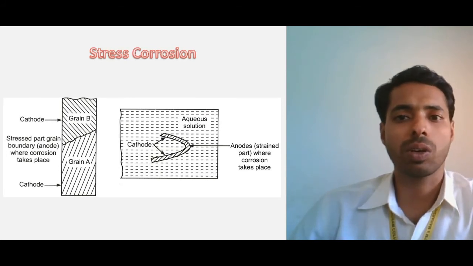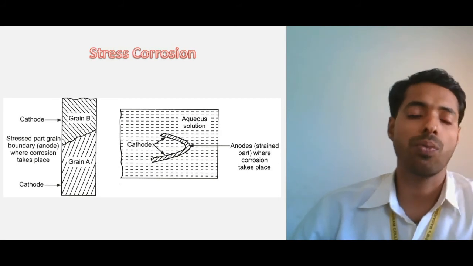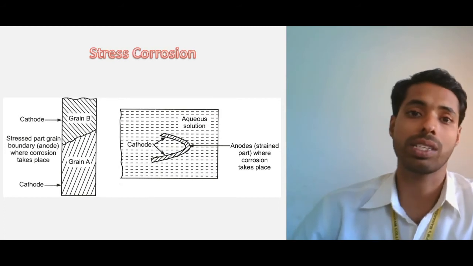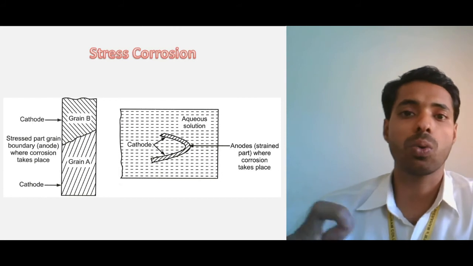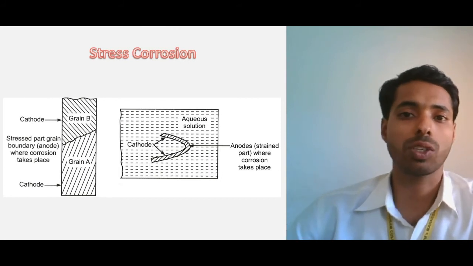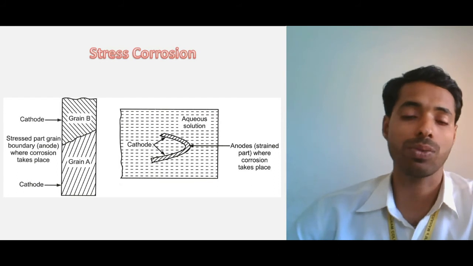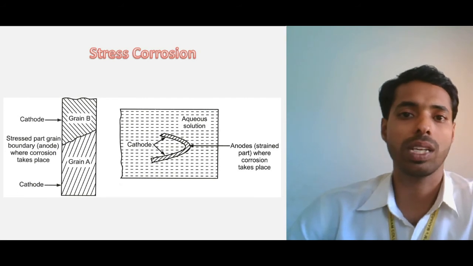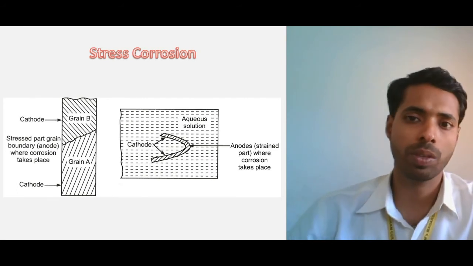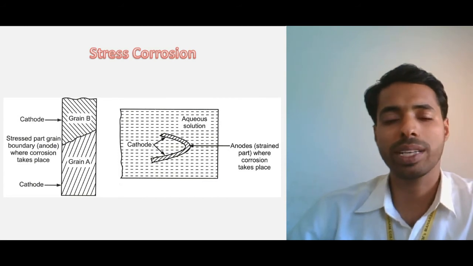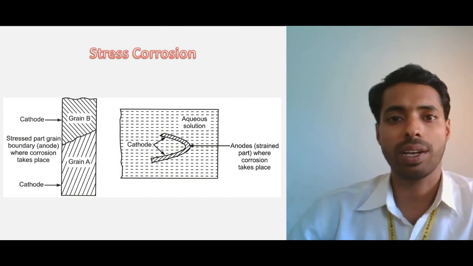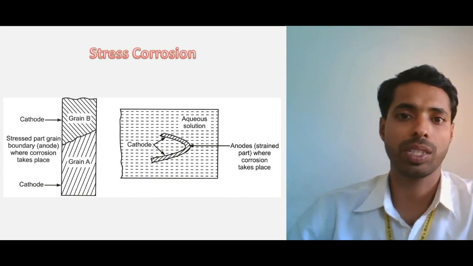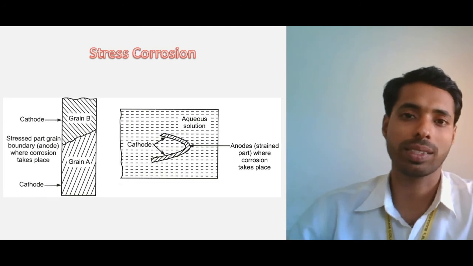The presence of stress on the metal produces strain, which leads to the formation of localized zones of higher standard electrode potential. These localized zones of higher standard electrode potential are very active, so they can easily get corroded even in a mild corrosive environment. So here again, small anodic areas are produced and large cathodic areas are there, as in pitting corrosion. This one is also localized corrosion.